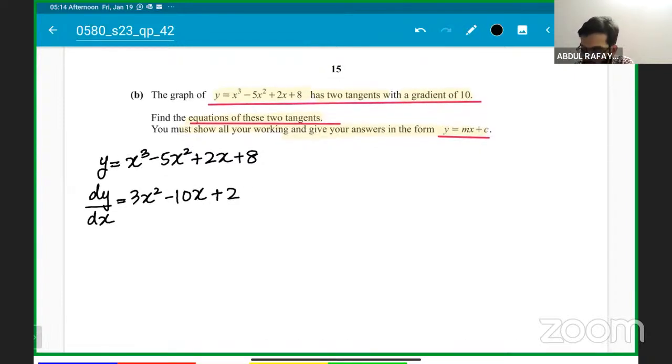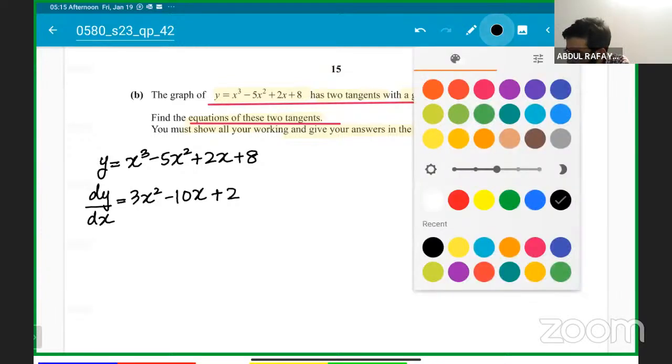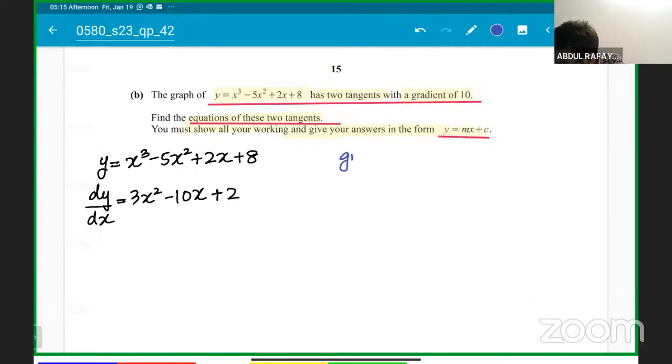Power multiplies with the coefficient, subtract 1 from the power. 5 twos are 10, negative 10x to the power 1. And 2 times x to the power 1, 2 ones are 2, but x to the power becomes 0, that's why nothing is written there. Just two steps: multiply the power with the coefficient and subtract 1 from the power. You must already know that the gradient is also dy/dx.